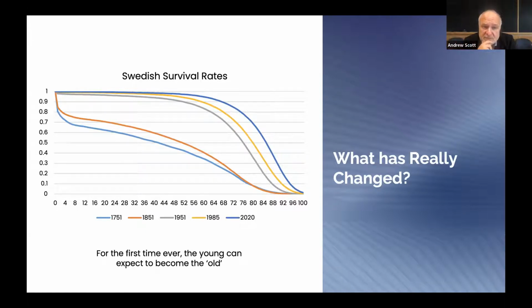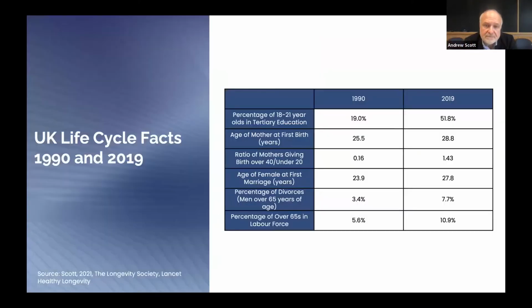The probability of reaching 80 or 90 is now above 50%. And that's remarkable. That's not something we've ever had to do before, to think, oh, the young will become the old. And it's that longer term perspective that I like to focus on.